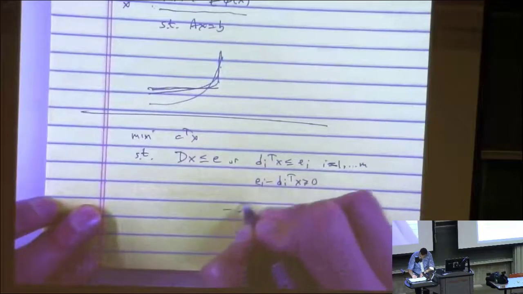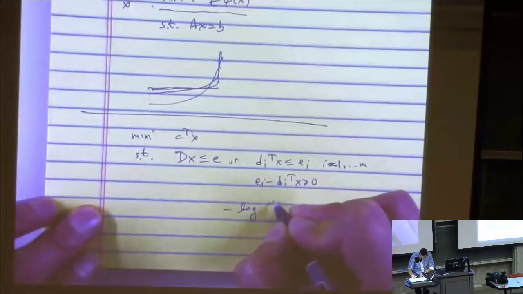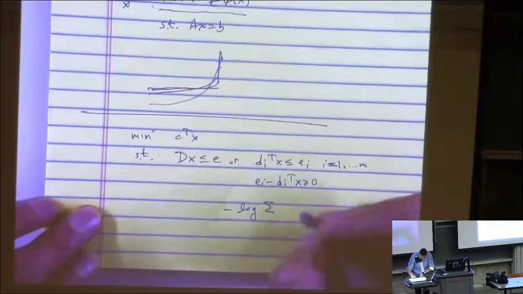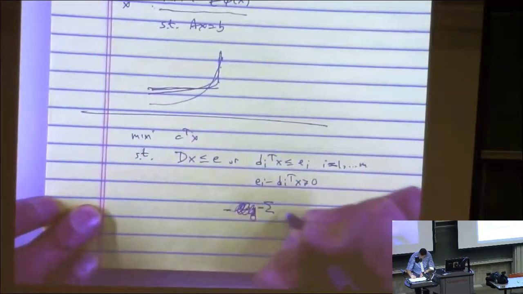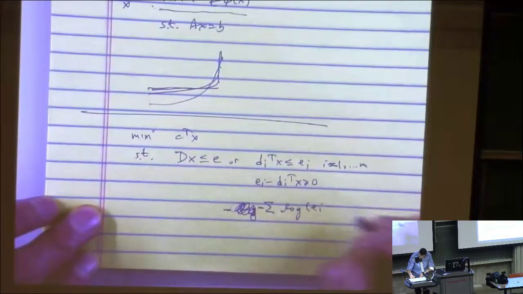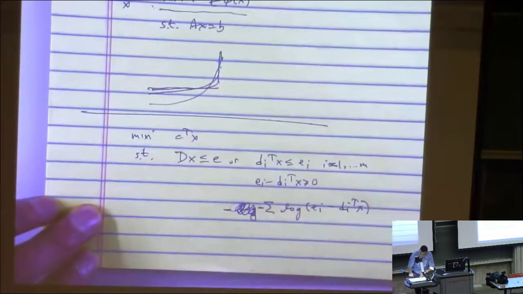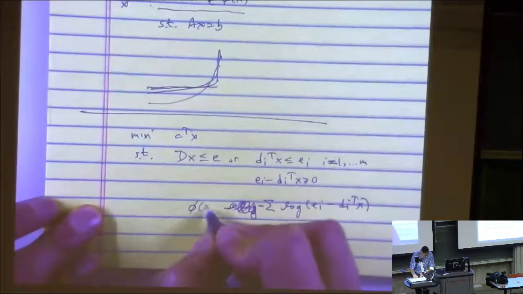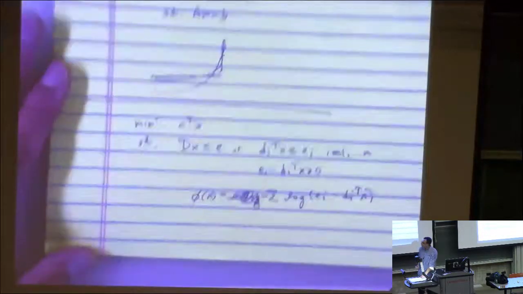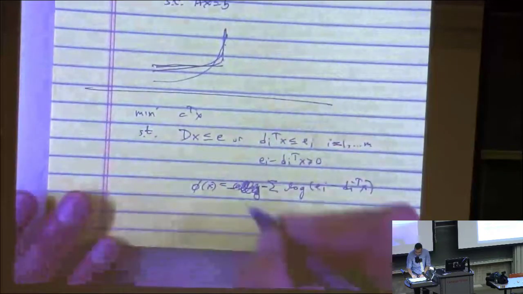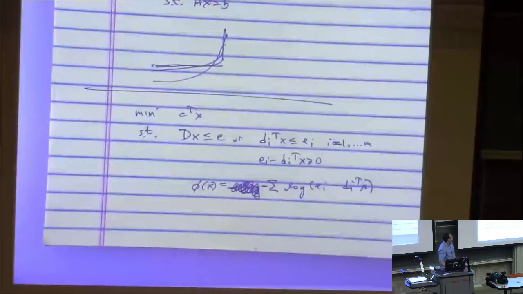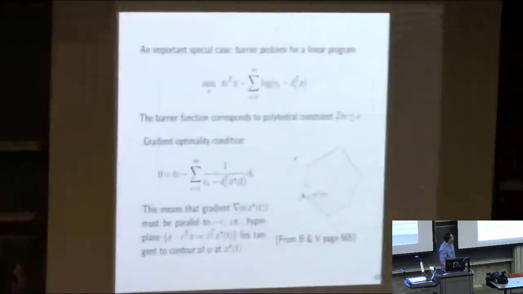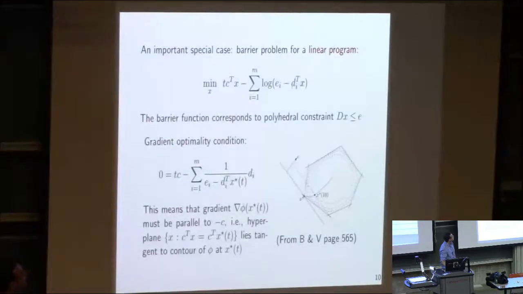The barrier function is negative sum of log of e_i minus d_i transpose x. That's the barrier function corresponding to this problem. And that's what I'm showing you up here. This is the barrier problem: t times the criterion plus the barrier function, negative sum of log of e_i minus d_i transpose x.